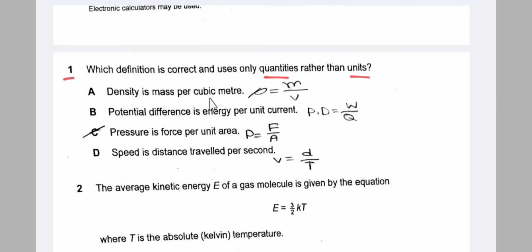Density is the mass per cubic meter. This statement is wrong. It would be density is the mass per unit volume. Then potential difference is the energy or the work done per unit charge. It would be charge, not current. Then pressure is the force per unit area. Yes, this statement is correct. Speed is the distance traveled per unit time. It would be time, not second.